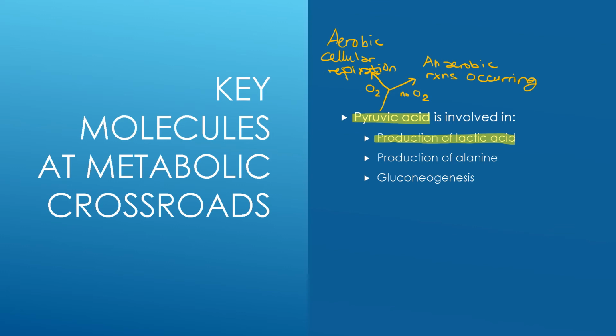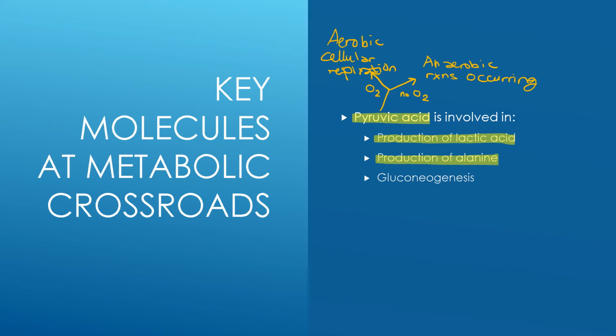Pyruvic acid can also be converted into alanine. So in this way, carbohydrate and protein metabolism are linked by pyruvic acid, because pyruvic acid can be converted into alanine, which is an amino acid used in protein metabolism.